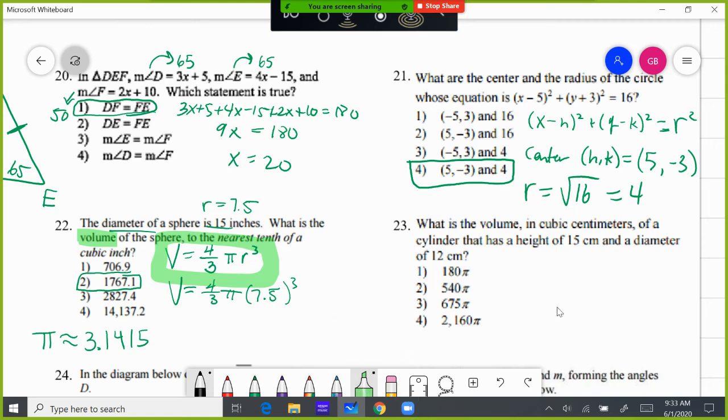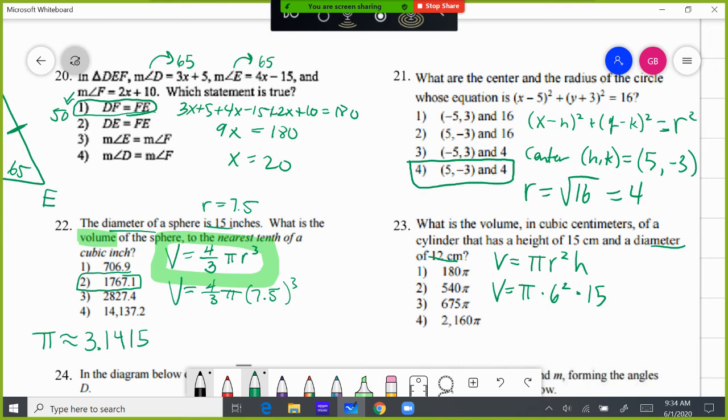Okay, 23. What is the volume in cubic centimeters of a cylinder that has a height of 15 centimeters and a diameter of 12? Okay, so to find the volume of a cylinder, this one is pi r squared h. H for height. Okay, so this is going to be pi times the radius is, well, they give us the diameter, so half of that is 6, and then the height is 15.